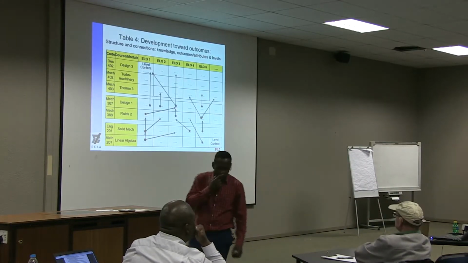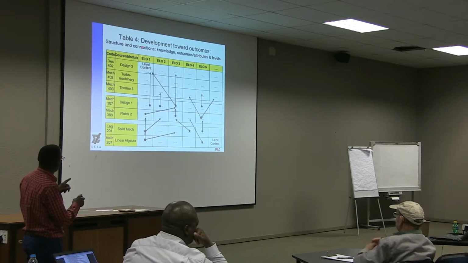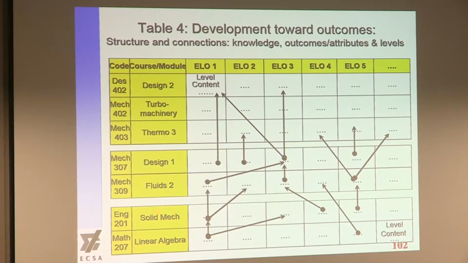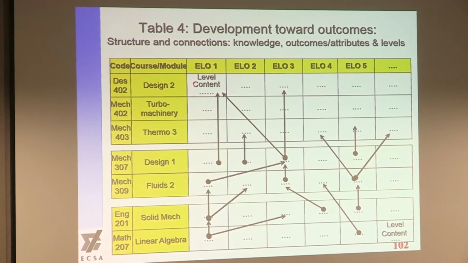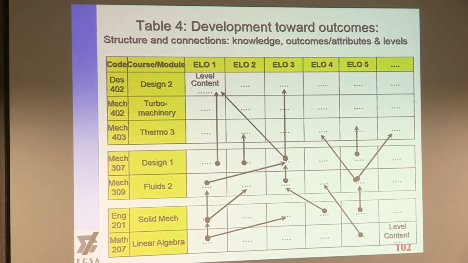Now, on this table, for the development was the graduate attribute outcome. So structure and connection, knowledge outcome, attribute and level. Let's start here going further, as you can see here, 1, 3, 4. Linear algebra for exit level outcome 1 or graduate attribute 1, which is problem solving, is done there so that it can assist in soil mechanics. You see, that application will be applied in soil mechanics.